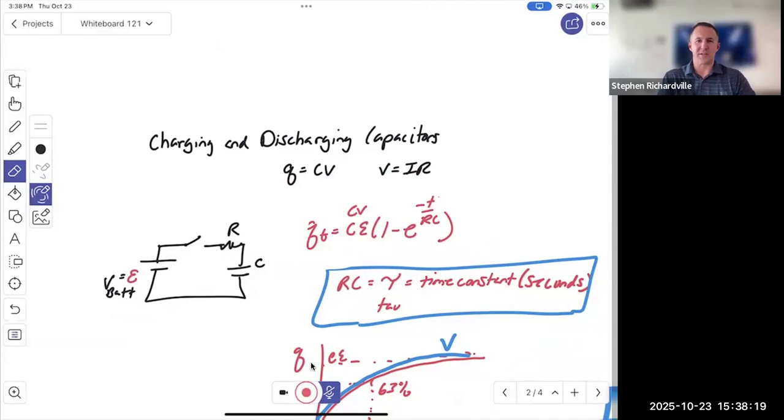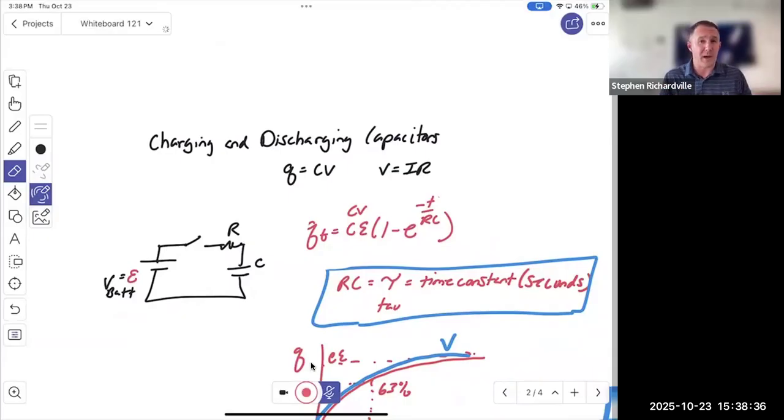Hey friends, this is just a short lesson on capacitors while charging or discharging. So what have we done so far? We've talked about circuits with resistors using V equals IR, complex and series circuits, parallel circuits. So we've done all of our resistor circuits.